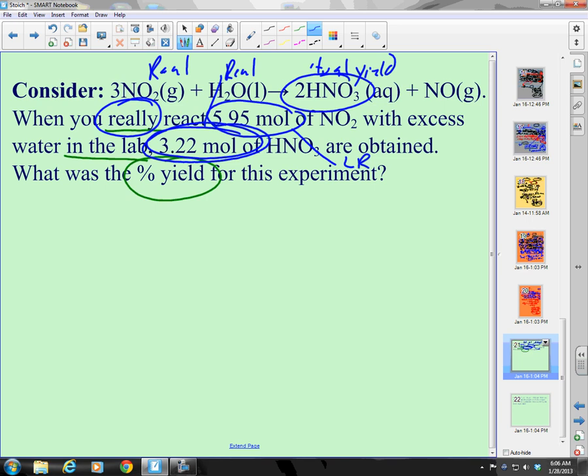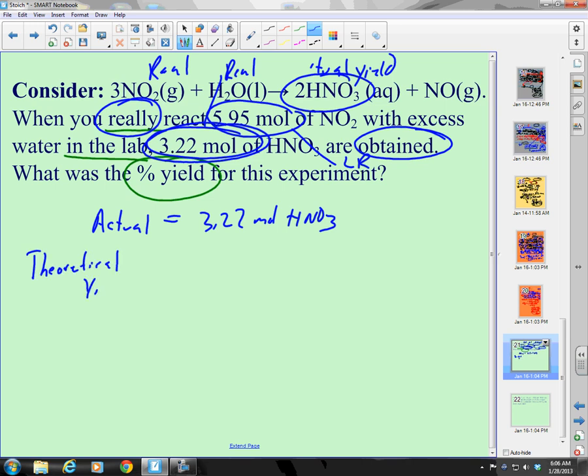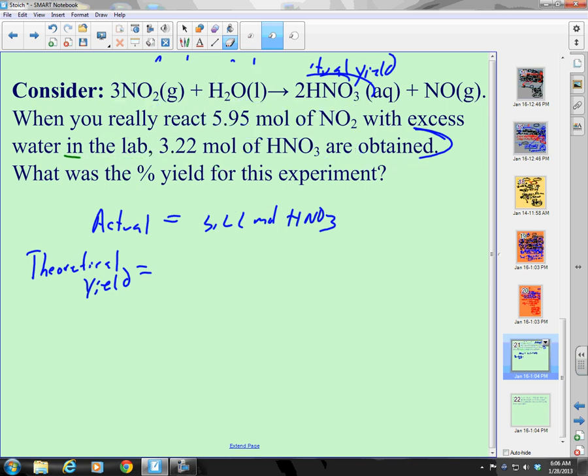What is the percentage yield? Okay, I have an actual yield. What is that? 3.22 moles are obtained. So I have 3.22 moles of HNO3. Good. What else do I need? I need to get my theoretical yield. Theoretical yield. Good. What is a theoretical yield? Well, it's calculated from what? From the limiting reagent. Okay, let's clean this up so we can read it a little bit. You've made such a mess.